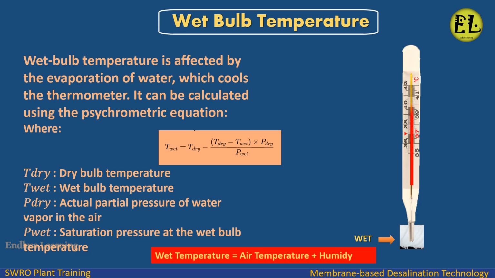It can be calculated using the psychrometric equation, where Y, dry bulb temperature, wet bulb temperature, Y, actual partial pressure of water vapor in the air, saturation pressure at the wet bulb temperature, wet temperature equals air temperature humidity.